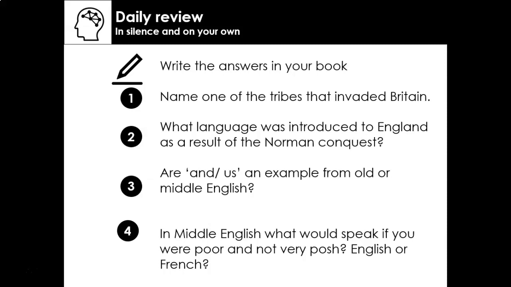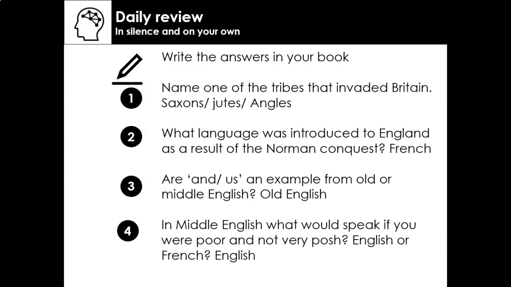Okay, guys, are we ready for the answers? Right, name one of the tribes that invaded Britain. The Saxons, the Jutes, or the Angles? Angles, that's where you get Anglo-Saxon from, guys. So I'll let you give yourself a mark there. What language was introduced to England as a result of the Norman conquest? French. Lots of the aristocracy, the ruling classes, were the French. Are 'and' and 'us' an example from Old or Middle English?